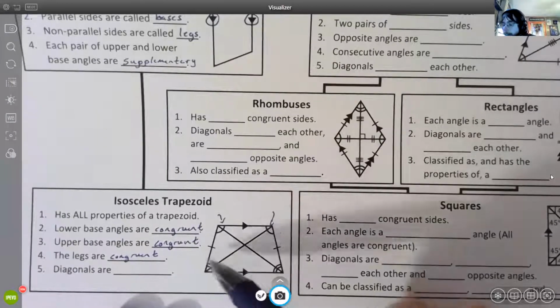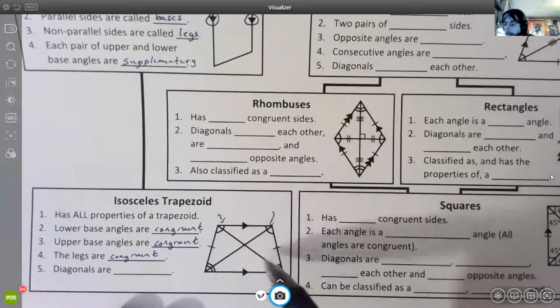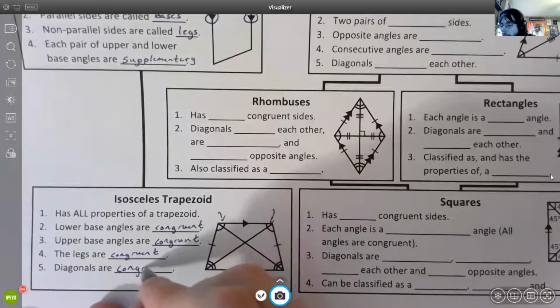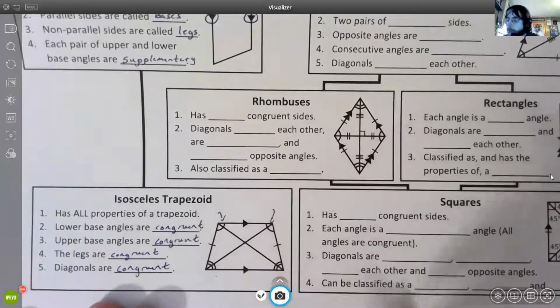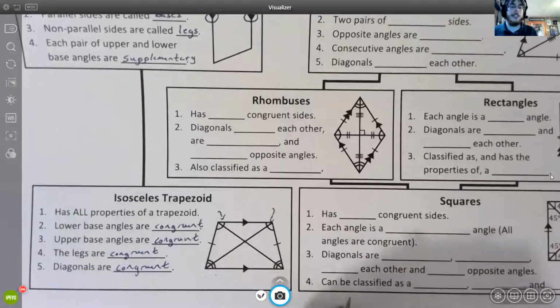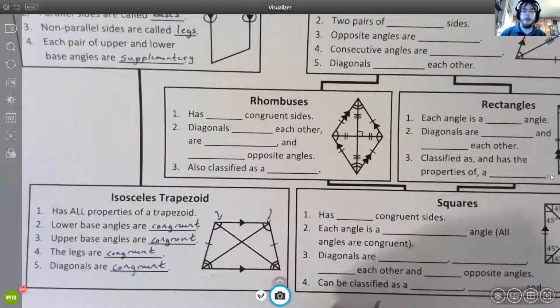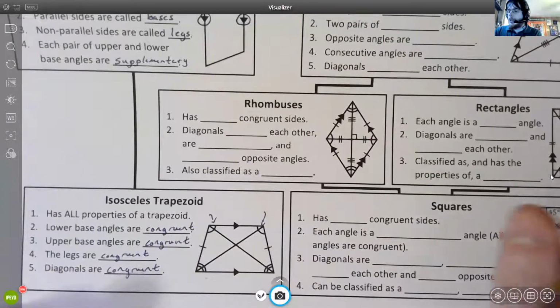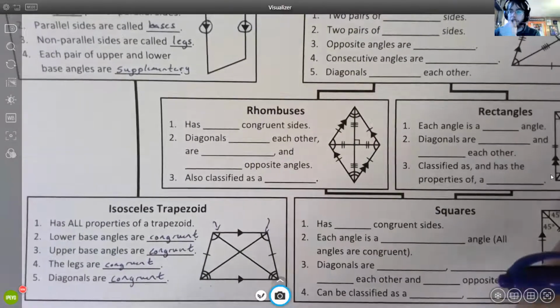And then finally, the diagonals. When we draw the diagonals in an isosceles trapezoid, we find that they are congruent as well. Okay, so the isosceles trapezoid, most of its unique properties have to do with things being congruent. So the lower base angles are congruent, the upper base angles are congruent, the legs are congruent, and the diagonals are congruent.